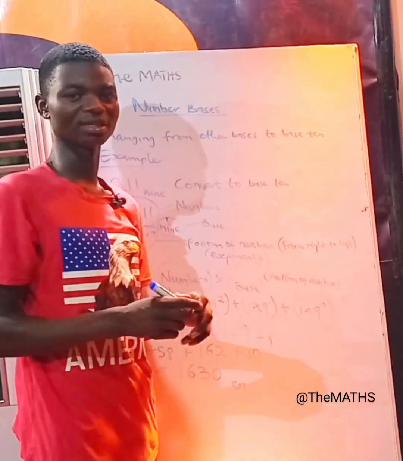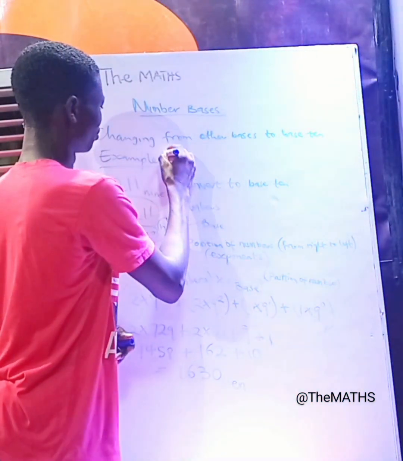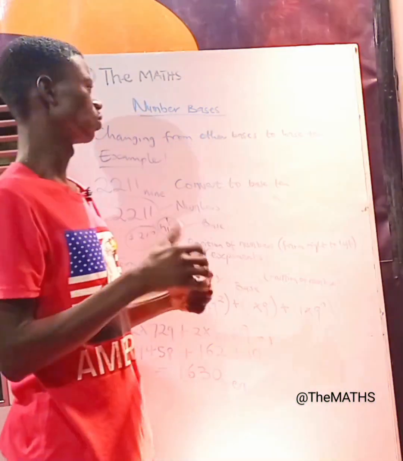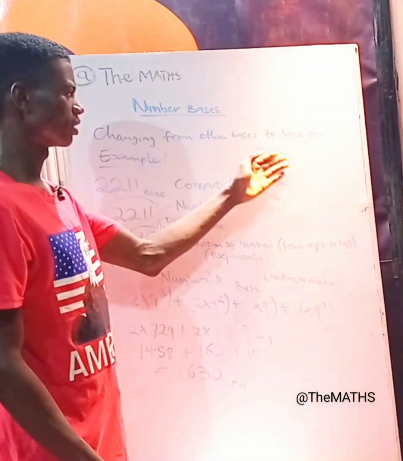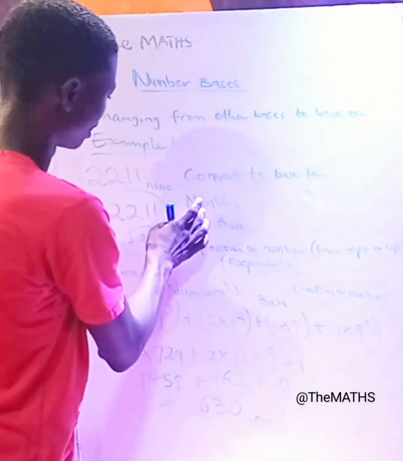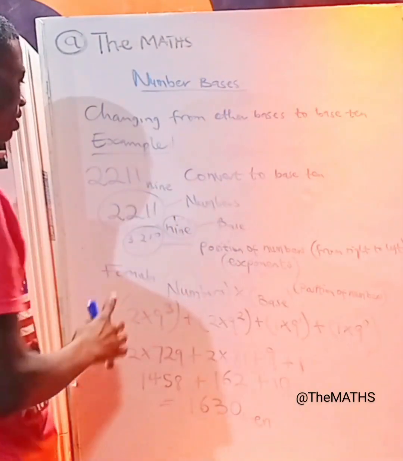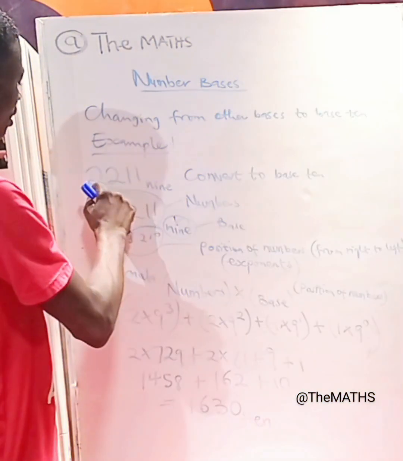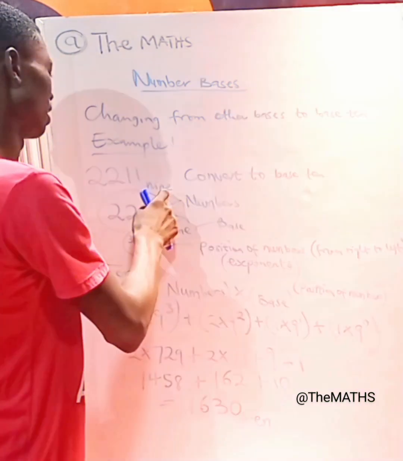This is our first example in number bases. Let me write it here. Example 1, number bases. So when we are changing from other bases to base 10, the only thing you need to know, the essential part of it, is that when you are given the number and the base, the figures here all stand for the numbers written there.